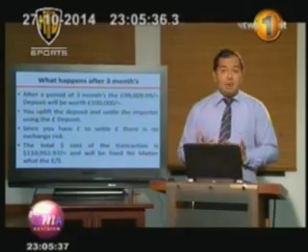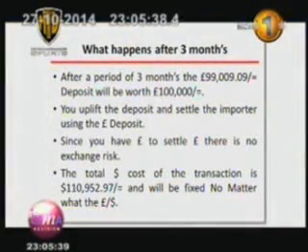Now wait a minute, let's look at what has happened here. After a period of 3 months, that pound deposit you placed of 99,009.90 pounds is now equal to how much? 100,000 pounds. In 3 months' time, you need to settle your supplier how much? 100,000 pounds.